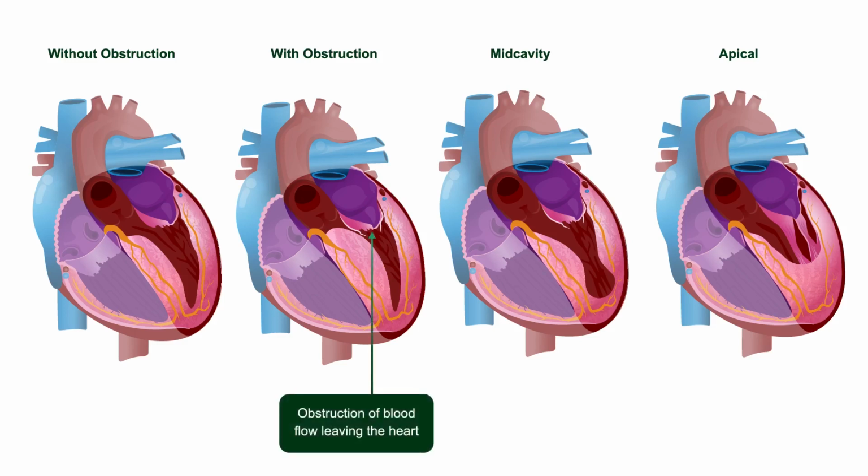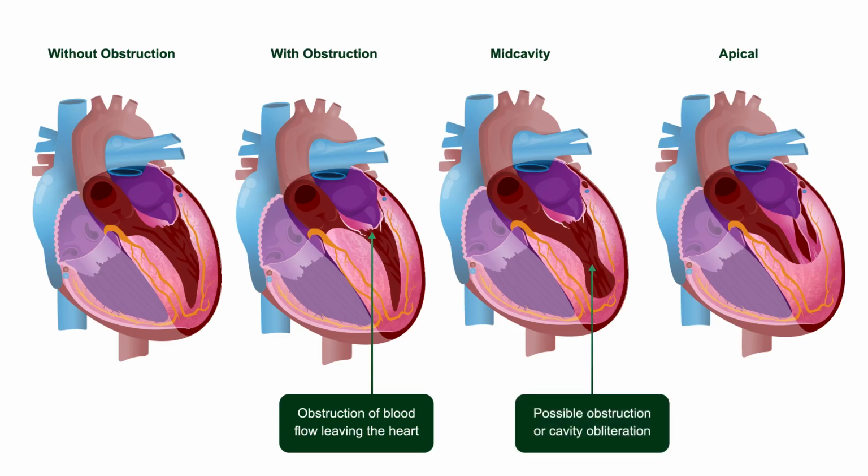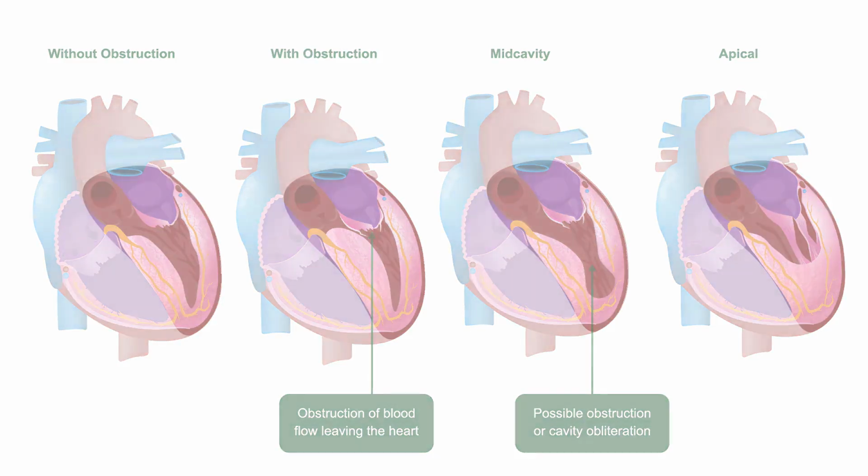Many patients will also have obstruction to the outflow of the left ventricle, caused by systolic anterior motion of the mitral valve, which results in contact between the anterior leaflet of the valve and the septum during systole. We may also see obstruction at other levels in the ventricle, for example in the mid-cavity, which is sometimes associated with the development of left ventricular apical aneurysms.